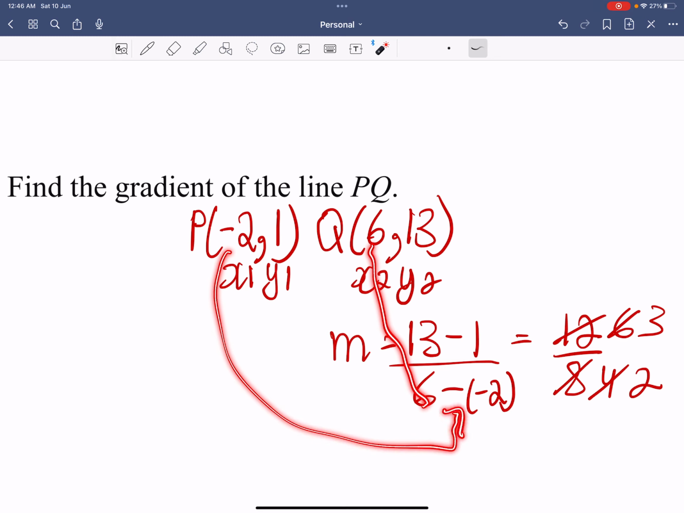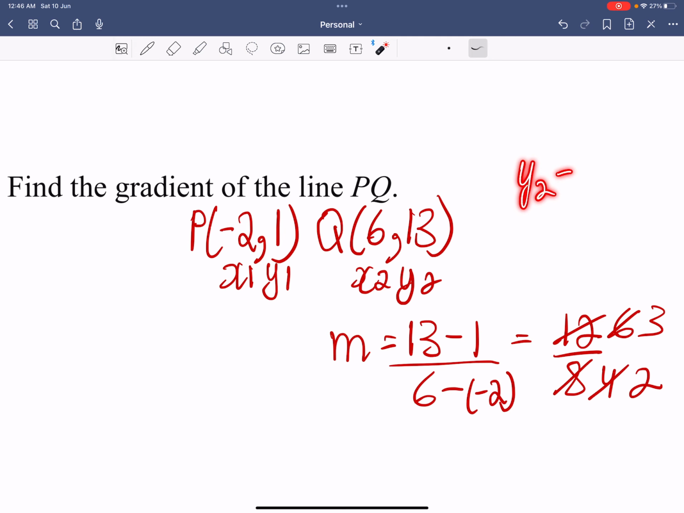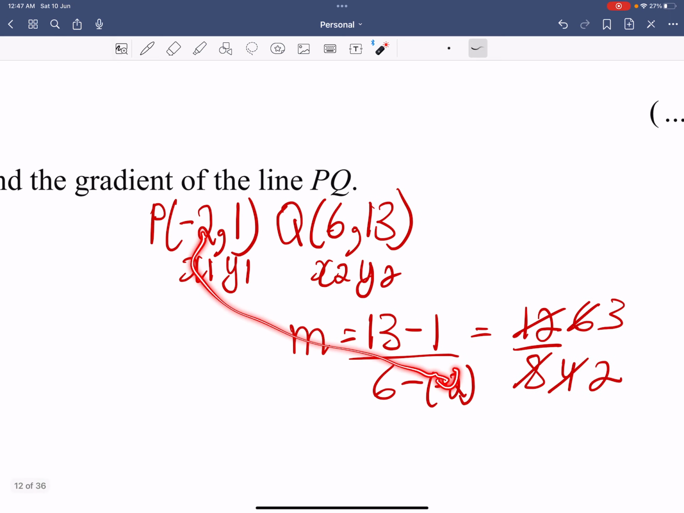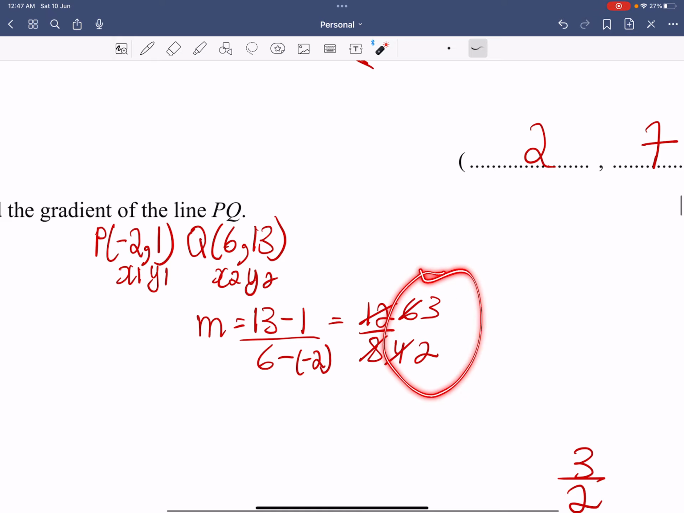So remember, this will be the minus sign of the x1 coordinate, and this will be the minus of the formula, because the formula states y2 minus y1 upon x2 minus x1. So this will be the sign of the formula, and this will be the sign of the x1 coordinate, and you'll get the gradient 3 upon 2.